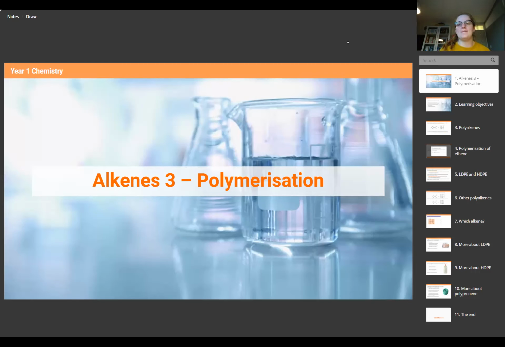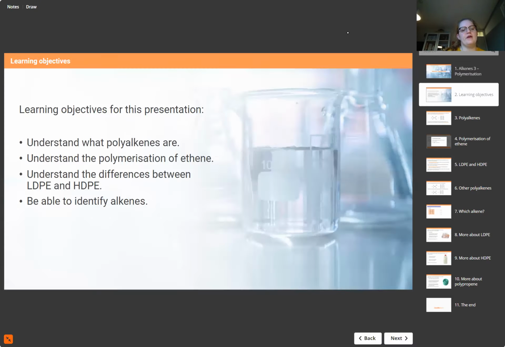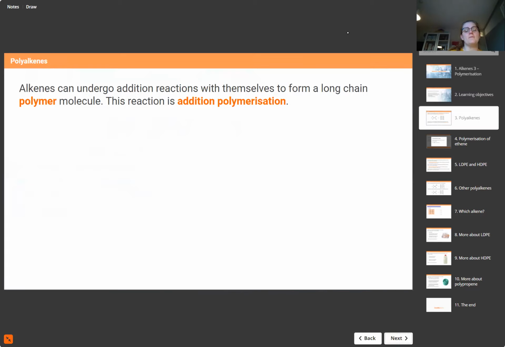So this bit has a little bit of mechanisms of how we polymerize ethene, but a lot of it is overviews of different types of polythenes, and how they're not necessarily great for the environment. So it's a bit more information-y, a bit of mechanisms, but a lot of information as well. So we look at polyalkenes, polymerization, and the difference between low density polyethene and high density polyethene.